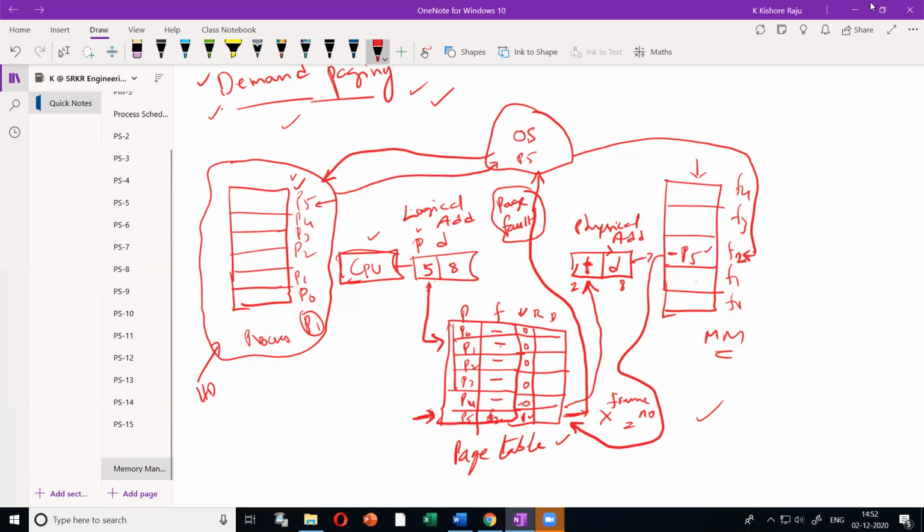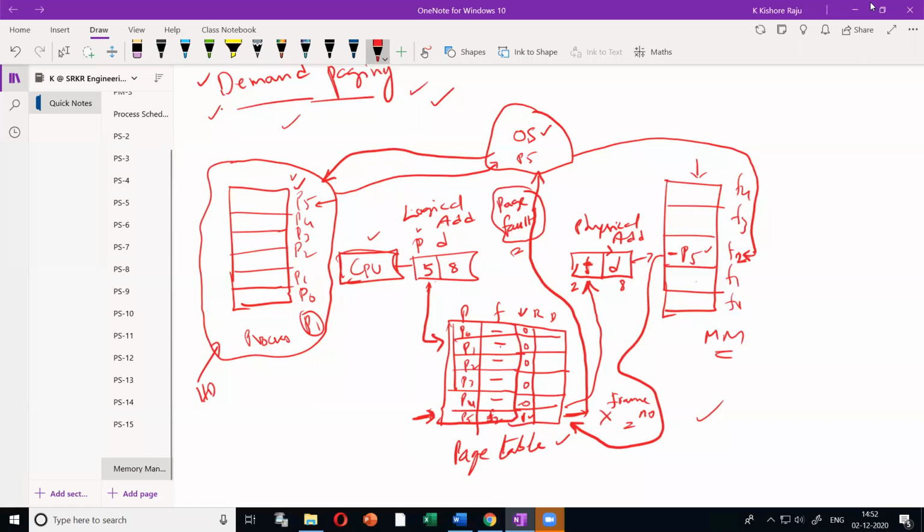So in the demand paging procedure, the first step is that the CPU will generate the page number, and initially all the frames are free. Then it will look for which frame the page is available in. Then it will see the valid bit. The valid bit is set to 0, so immediately it will raise a trap. The trap we call a page fault. Then the page fault will be handled by the operating system.